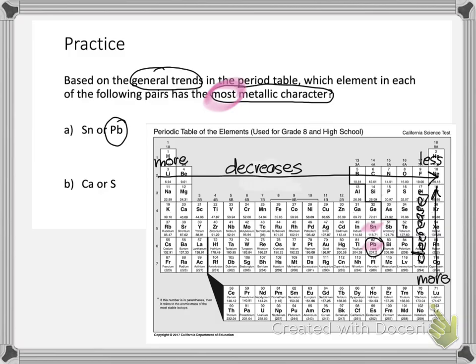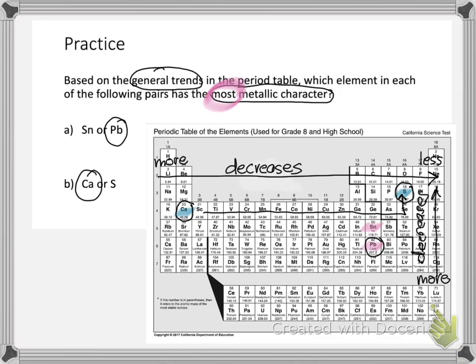Then if we look at calcium and sulfur, so calcium is here and sulfur isn't in the same group. It's over. Okay, it's over and up. So as we go over, we're decreasing our metallic properties, and as we go up, we're decreasing. So sulfur is going to be less metallic than calcium. So we want the most metallic. So calcium is more metallic than sulfur.